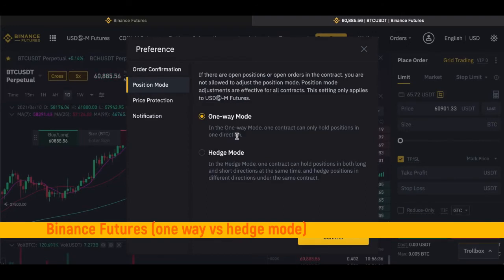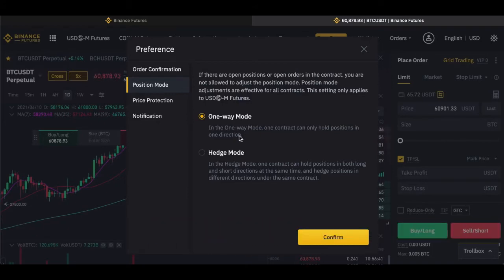One-way mode, as you can see here, only allows you to open contracts in one direction. So let's say you're going long Bitcoin. You can't then go and open a completely separate trade that goes short more Bitcoin than you're long. It basically won't let you have two positions that are conflicting at the same time. This is really what I would recommend for most people.